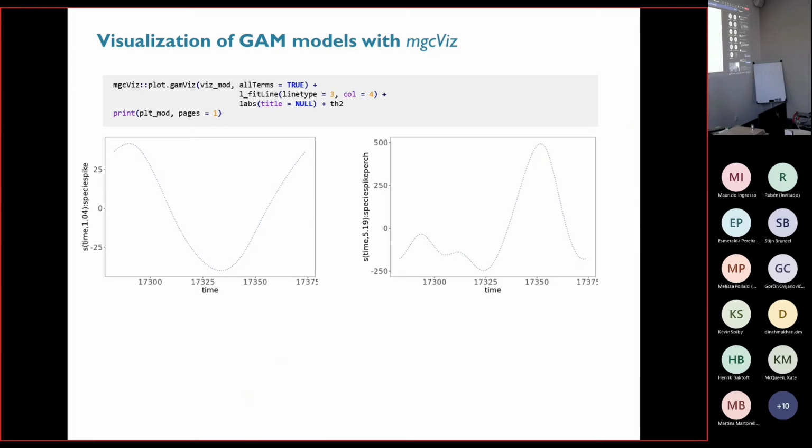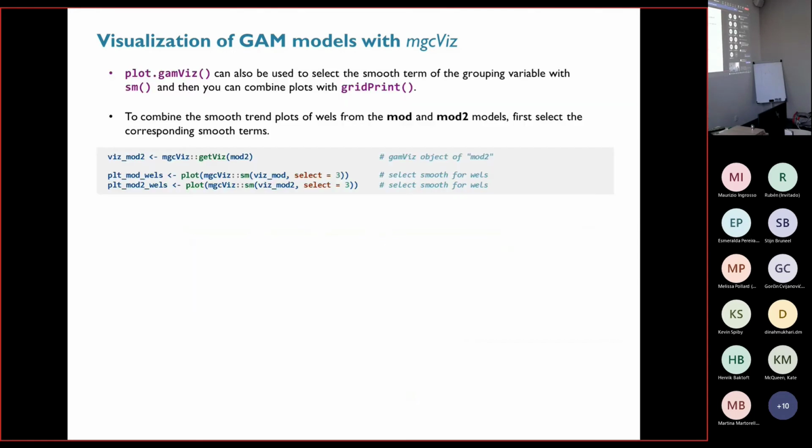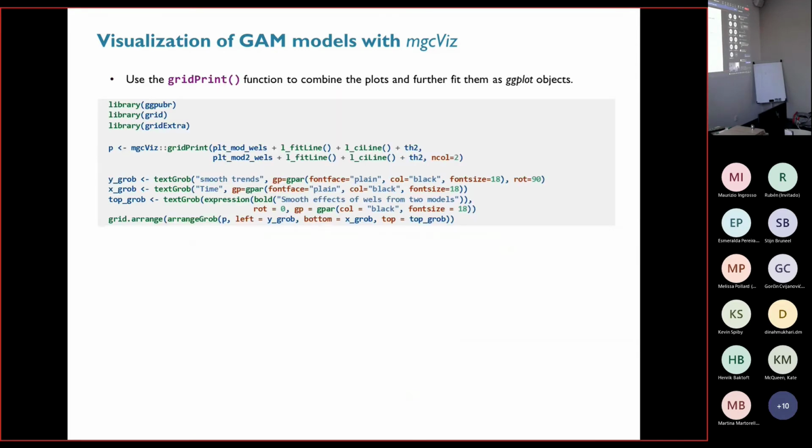Okay, here we see that plotting this with the model that we extracted with the function, we see also the trend of the different variables. So it's similar, but we can adjust different things. Plot and draw can also be used to select the smooth term of the grouping variable with smooth.